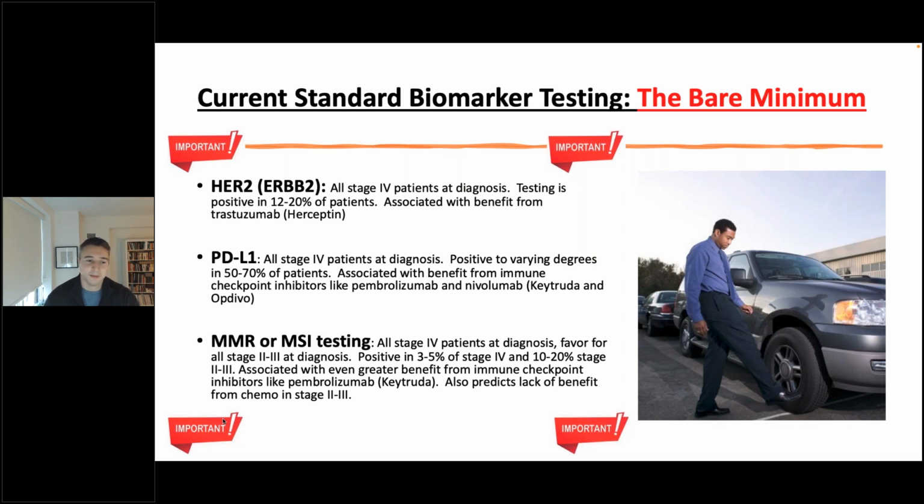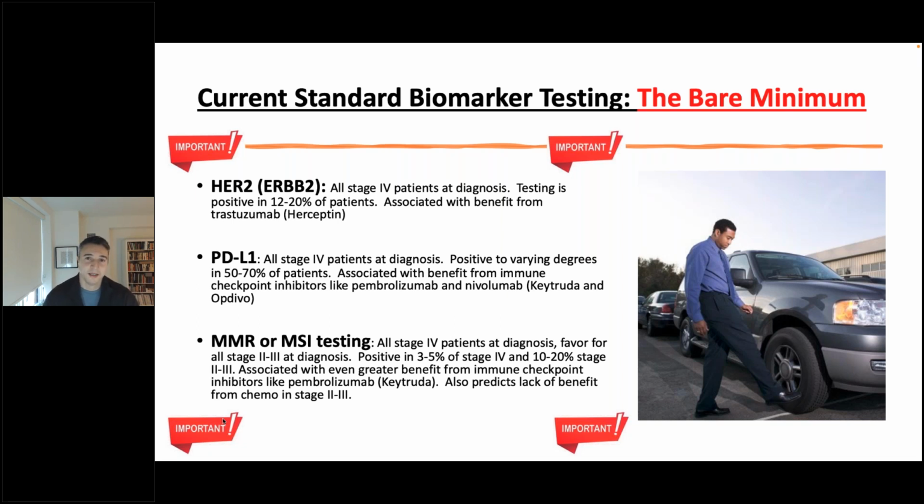PD-L1, we'll talk a little bit about it. All stage 4 patients, in my opinion, need to have this tested. It's positive to some degree in most patients, but the degree of positivity actually matters, and we're going to talk about that. This is associated with benefit from checkpoint inhibitors like pembrolizumab and nivolumab, and I put the brand names there for reference.